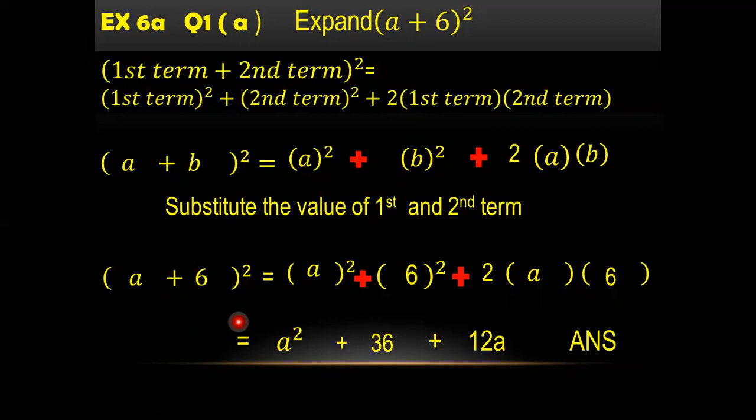So this is the expansion of this a plus 6 whole square, and this a plus 6 whole square is the composed form of a square plus 36 plus 12a. And that's all. And now come to the next question.